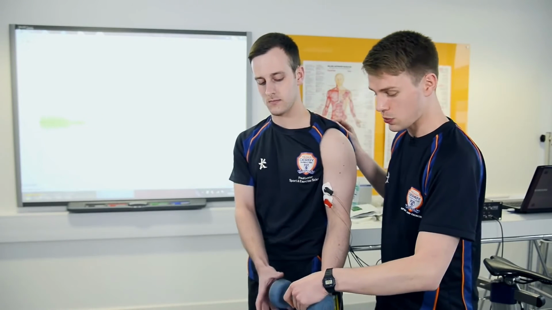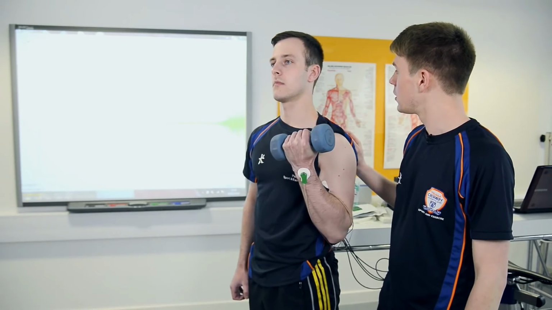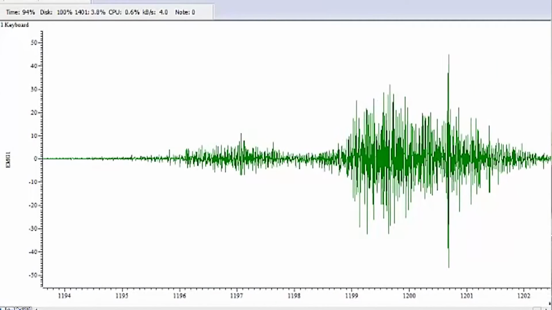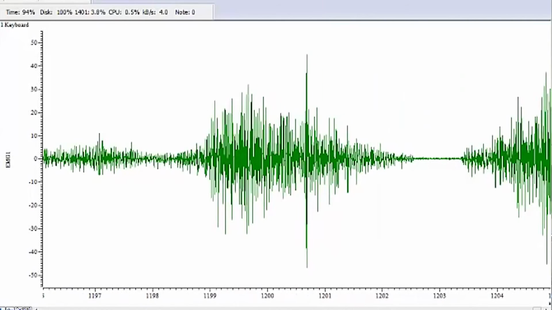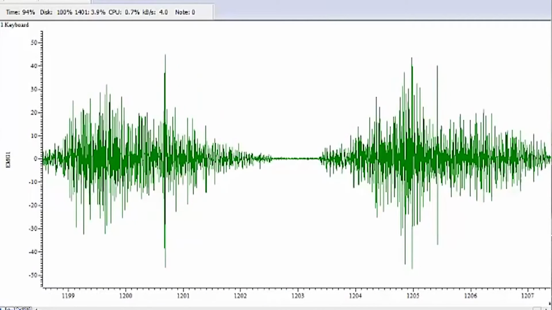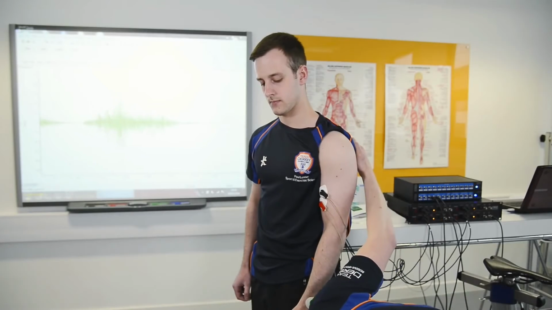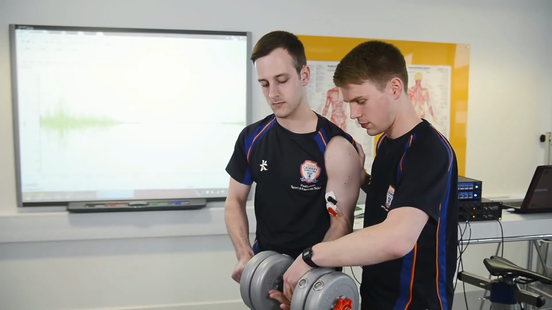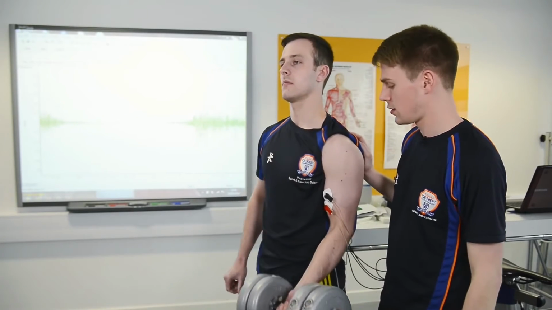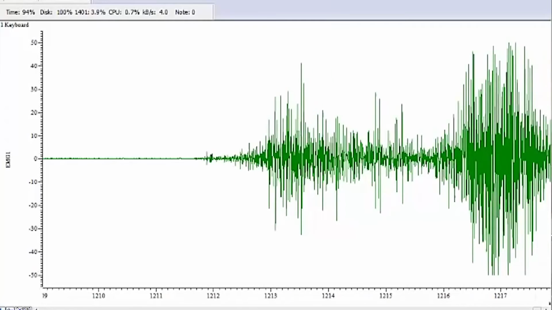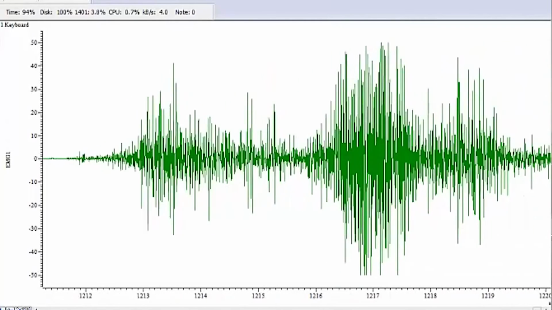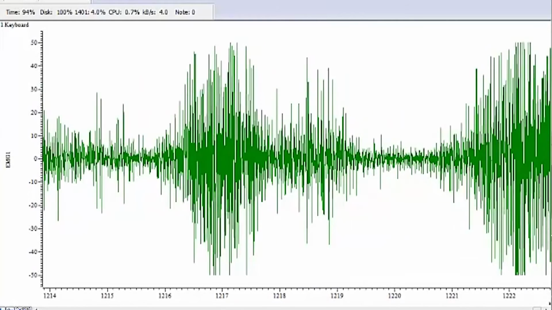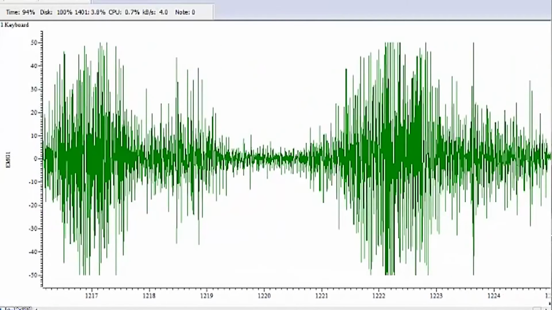Now, if Paul holds a small weight and repeats the same action, the EMG amplitude is larger, indicating that more motor units are firing. And if we replace that weight with an even bigger weight, the EMG trace is larger still. Remember, this shows motor units firing and the electrical activity spreading across the muscle. So here, more motor units are being recruited in order to generate the extra force.